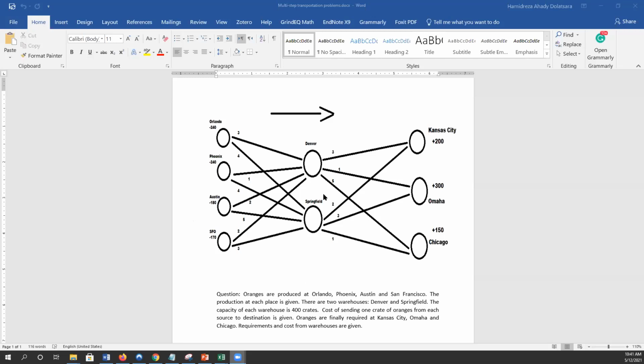Okay, please open the multi-step transportation problem. As you see, now we are getting to more realistic or more complex problems. In these problems, we have supply nodes in 4 cities: Orlando, Phoenix, Austin, and San Francisco. They send the products to Denver and Springfield. We have 2 warehouses in Denver and Springfield with a cap of 400 crates, and then from those warehouses we send our products to 3 cities: Kansas City, Omaha, and Chicago.